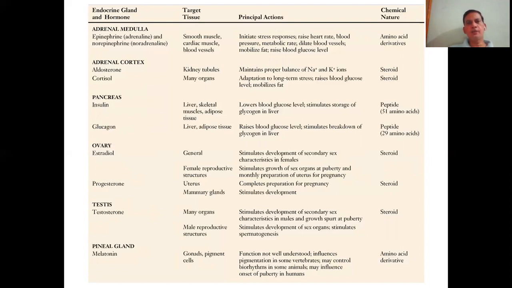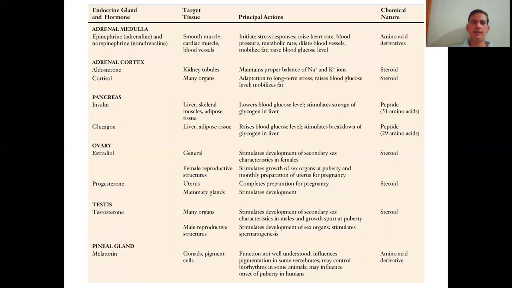So pancreas also secretes two hormones, which is insulin and glucagon. So insulin acts on liver, skeletal muscles, and the adipose tissue. So it helps to lower the blood glucose level and stimulates storage of glycogen in liver. Now, this is a peptide of 51 amino acids. Now the glucagon also acts on liver and adipose tissue. Now it has an opposite function of what insulin is doing. It raises the blood glucose level and stimulates the breakdown of glycogen in liver. And this is a 29 amino acid peptide.